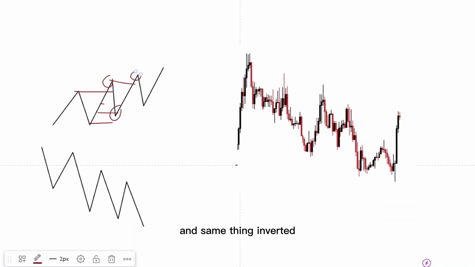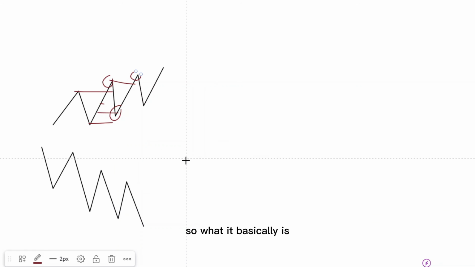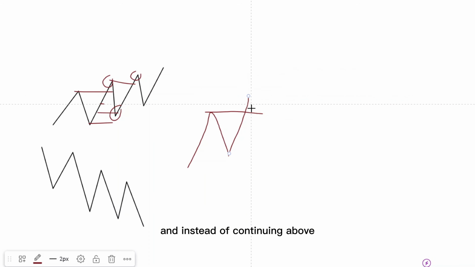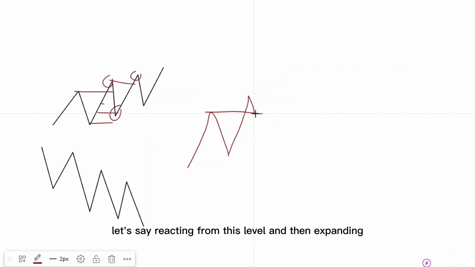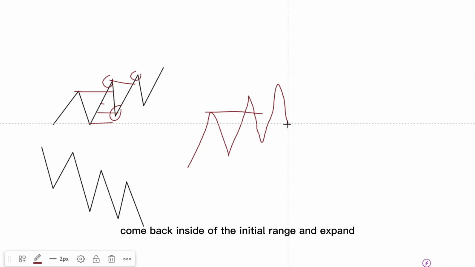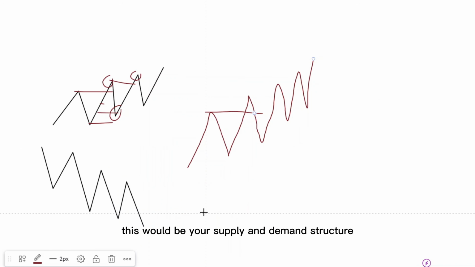And same thing inverted. So what it basically is, you have a swing, price breaks the swing, and instead of continuing above, let's say reacting from this level and then expanding, price will come back inside of the initial range and then expand from there, come back inside of the initial range and expand. This would be your supply and demand structure.